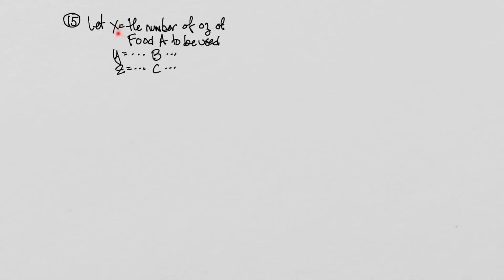As I read through this quickly, we've got three foods, right at the very top sentence. We've got three basic foods, food A, B, and food C. So I'm going to let my variables, X, Y, and Z, be the number of ounces of each one of those foods. X is the number of ounces of food A that we're going to use. Y is the number of ounces of food B that we'll use. And Z is the number of ounces of food C that we're going to use.